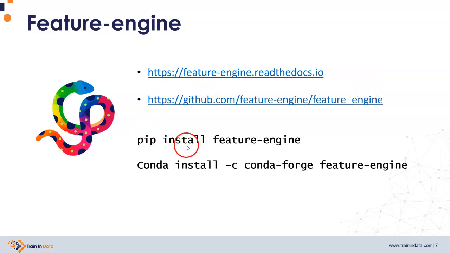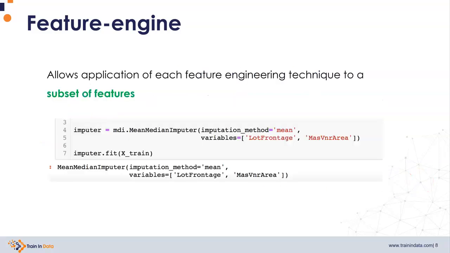To install Feature Engine is very easy. We just do pip install feature-engine, or if you're using Conda, you can do conda install -c conda-forge feature_engine. Now, I said that one of the main advantages of Feature Engine is that it allows us to apply specific feature engineering methods to a specific subset of features. So for example, we have here the MeanMedianImputer from Feature Engine. We specify in the imputation method that we want to modify the variables with the mean, and then every Feature Engine transformer will have the parameter variables where we can pass the variables that we want to modify, in this case with the mean. If we leave this parameter to None, which is the default value, the mean and median imputer will impute all the numerical variables by default.